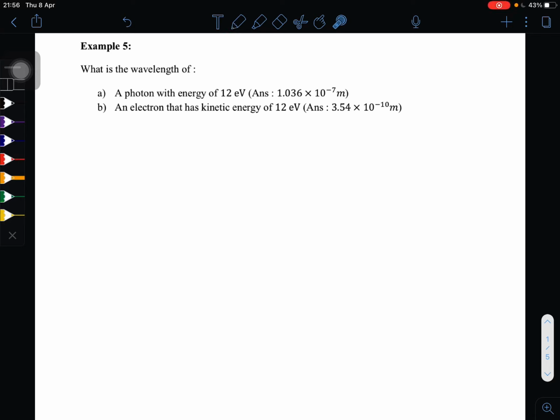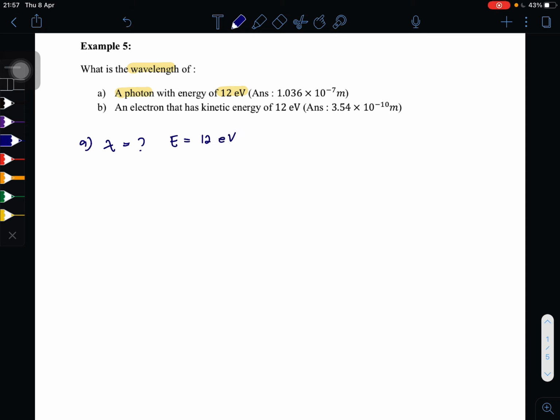So now let's look at example 5. What is the wavelength of a photon with energy of 12 electron volt? So we want to find the wavelength of a photon that has energy 12 electron volt. So wavelength, and the energy of the photon is 12 electron volt.